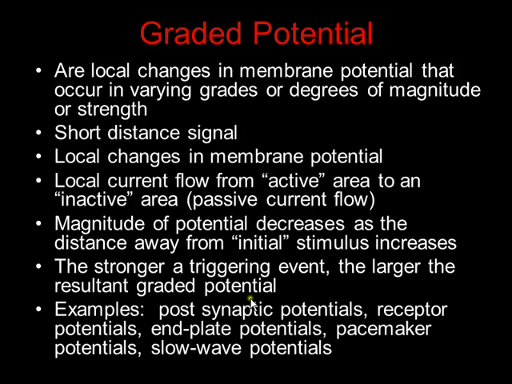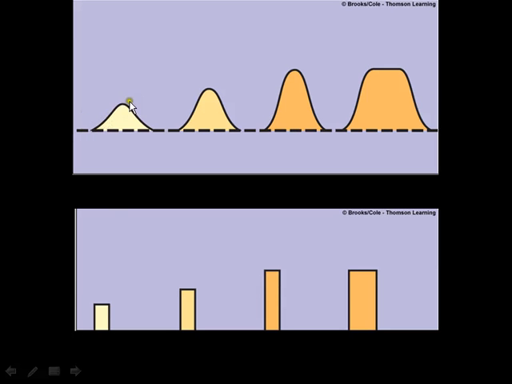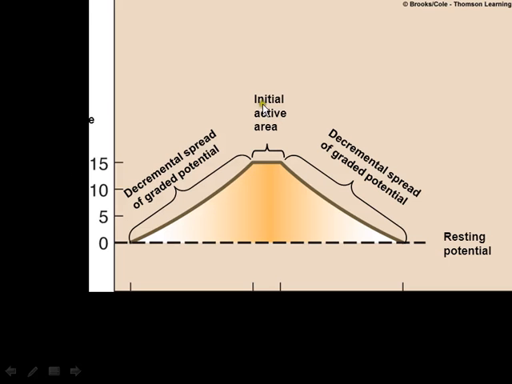If I look at graded, you can see here's a small graded potential, a little bump. Here's a bigger one. There's a bigger one. They change. They vary. If I stimulate the cell right here in the middle, this is where I get the most change. The further away, I get less and less change until there's no change at all.